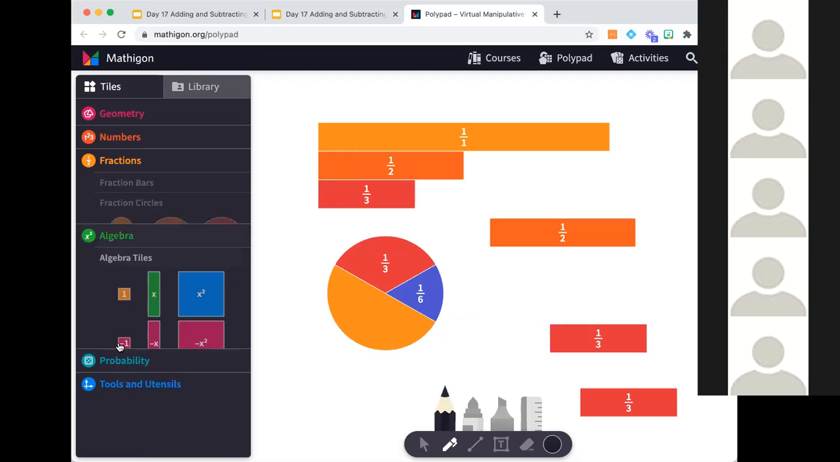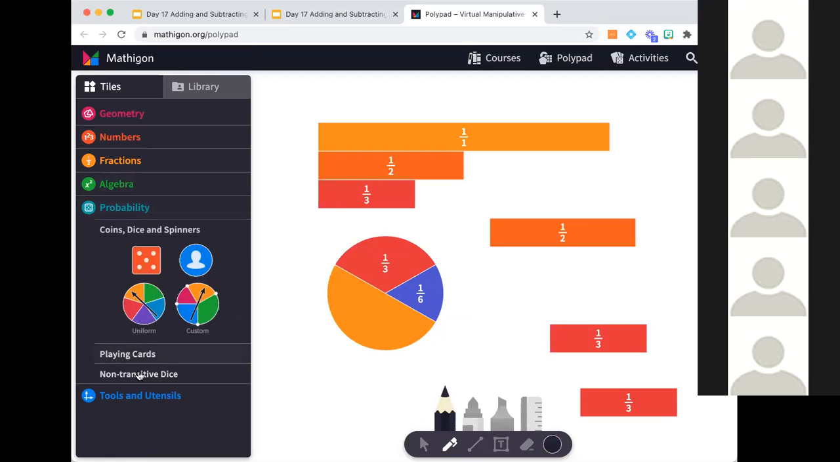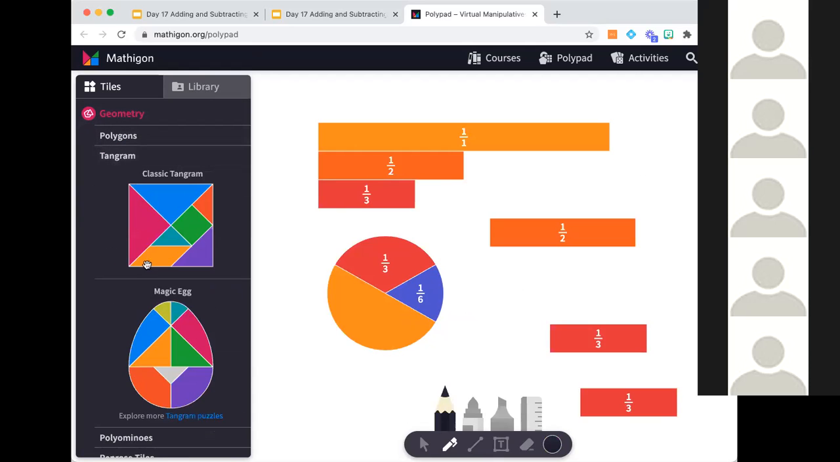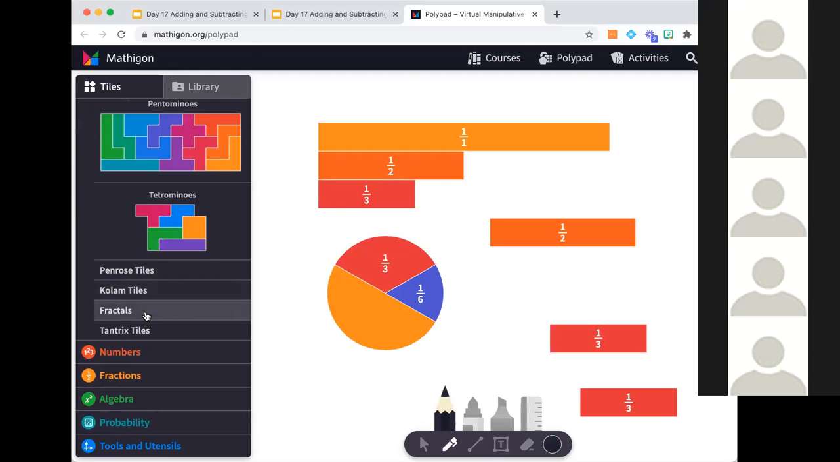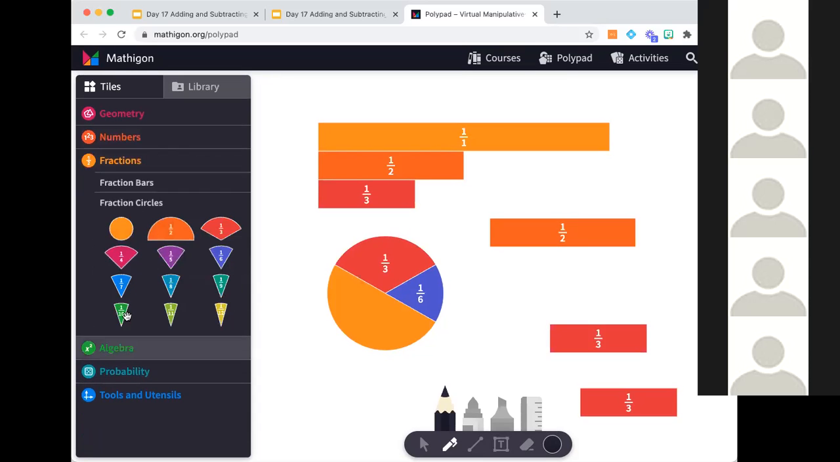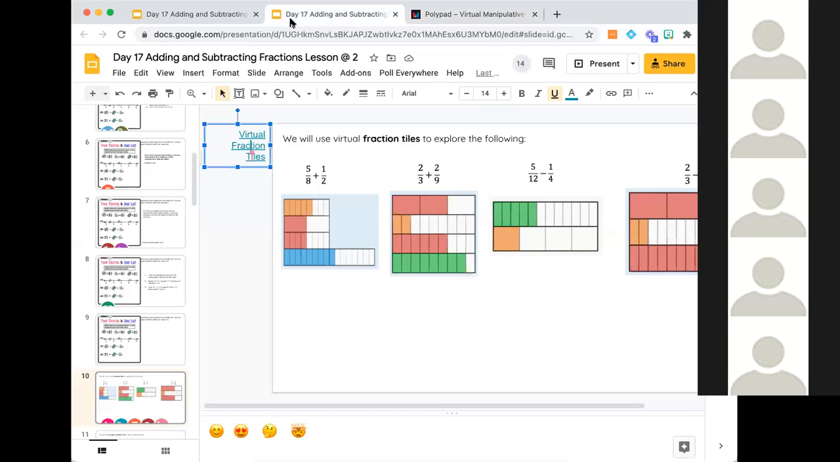They have a lot of other pieces too. They've got some algebra tiles, spinners, and dice rolling if that's your thing. There's some tangrams, which are a nice piece. And it's just some other things here. So we're under fractions, and I just clicked the fraction bars. I already do have the fraction tiles laid out for us.